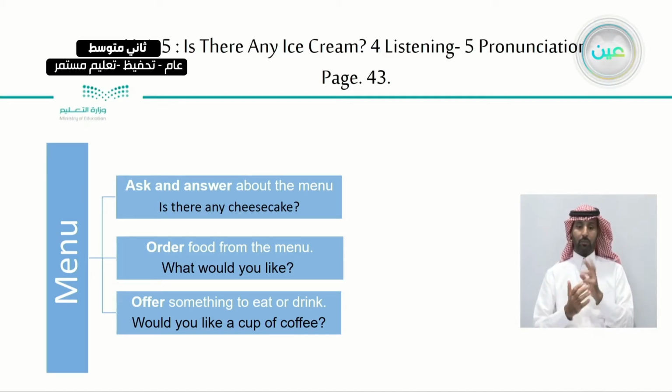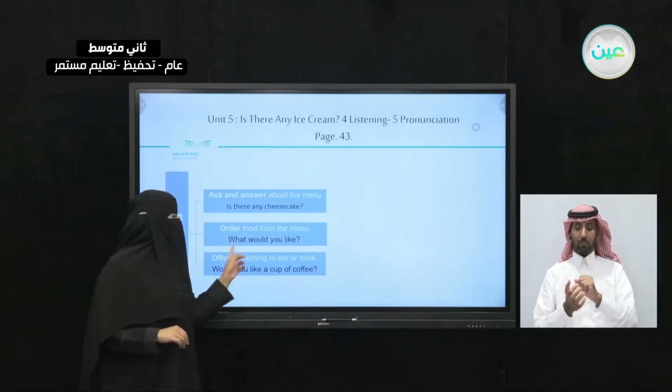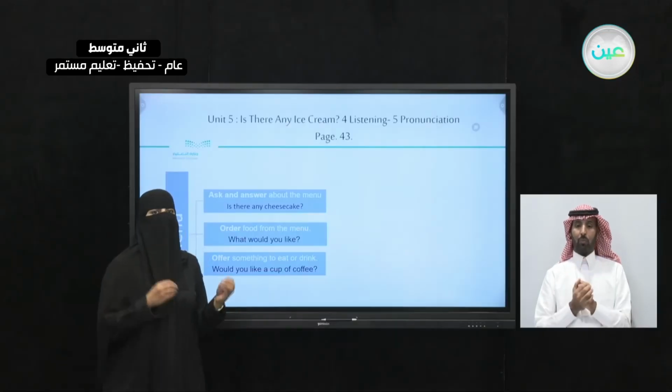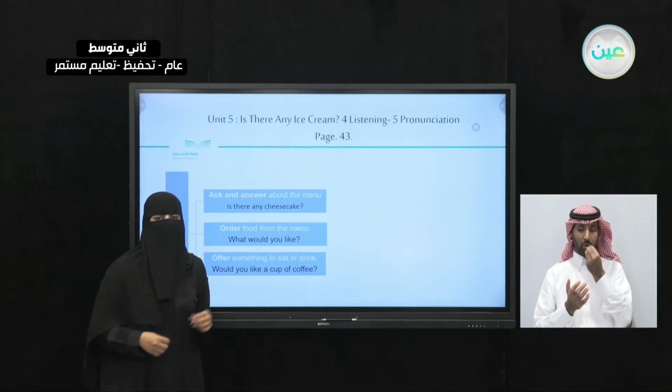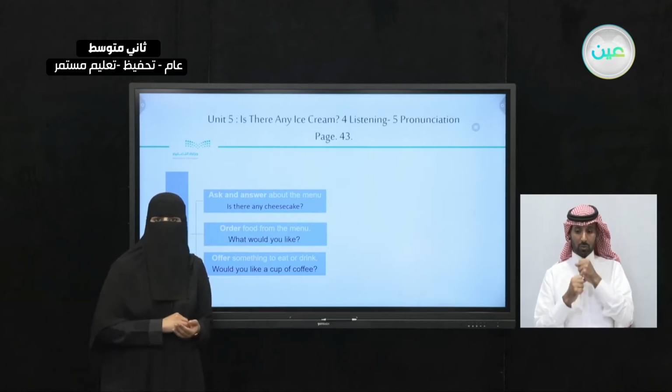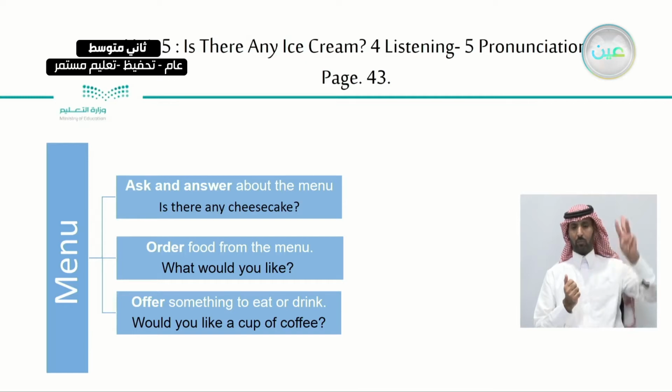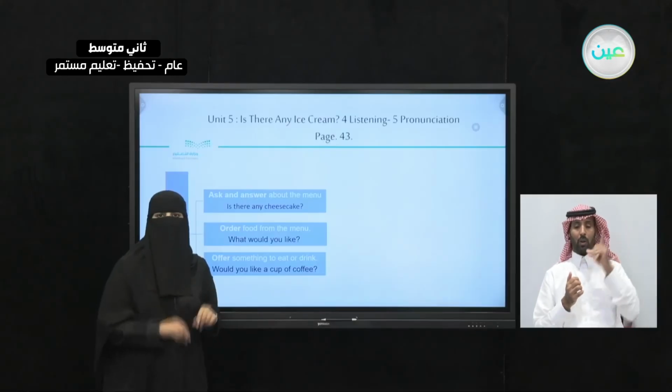So, how about order food from the menu? Now, when ordering food, what did we use? If we're ordering something specific from the menu, what would you like? What would you like to have? Or what would you like to eat? I would like to have a chicken sandwich, something specific. So here we have the WH word what before would like. So what would you like to have? I want a specific thing.